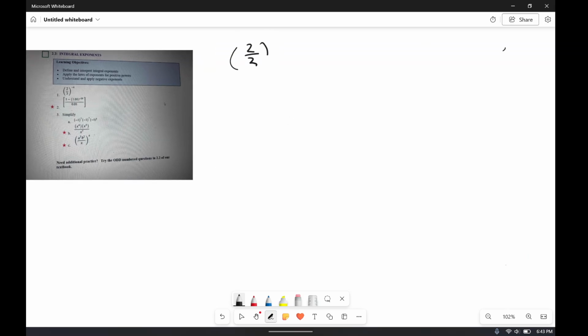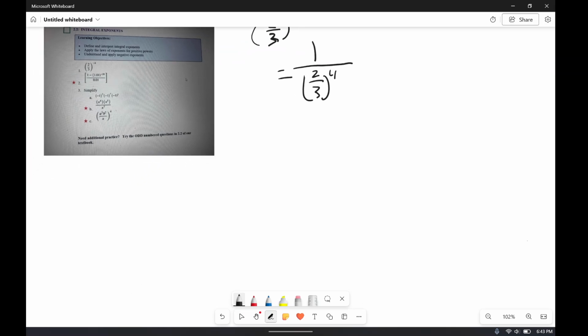2/3 to the power of -4. Whenever you have a negative exponent, all you can do is take that and put it under a 1. So it'd be 1 over 2/3 to the fourth power, just like that. And then we see that we have a fraction here. We can just distribute the exponent like that.